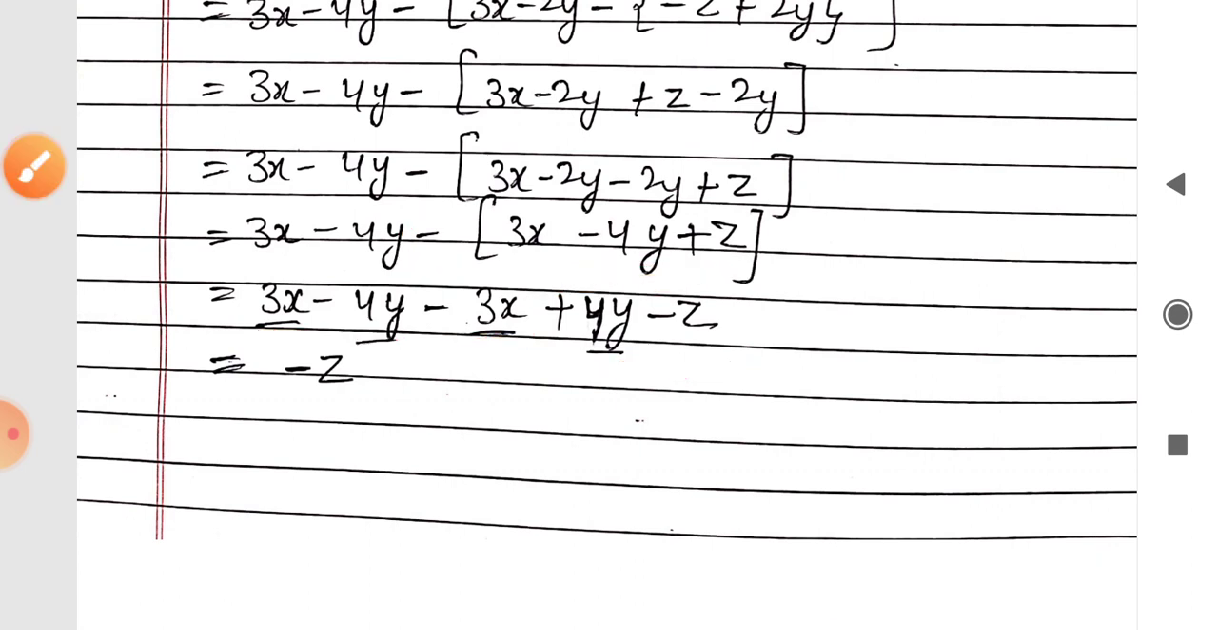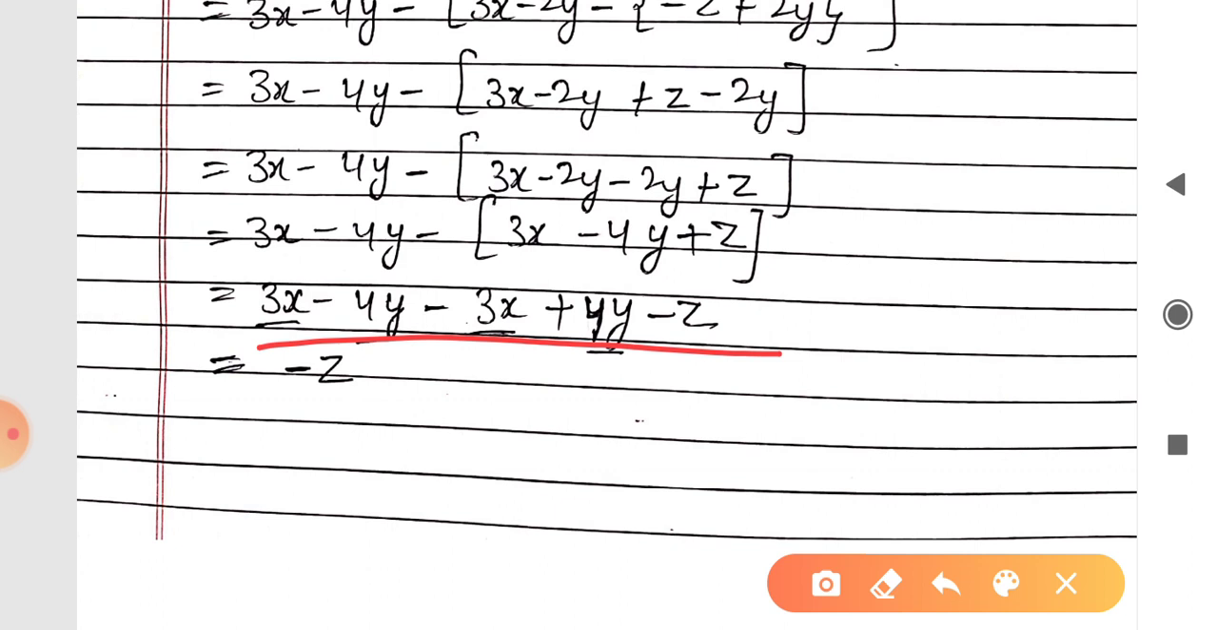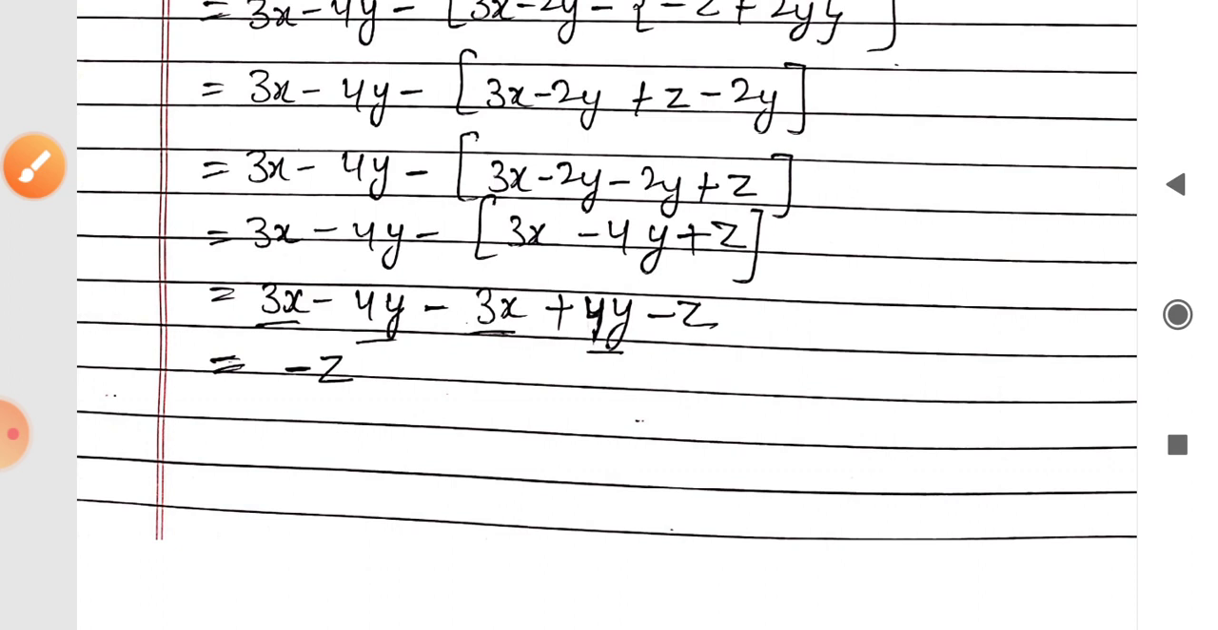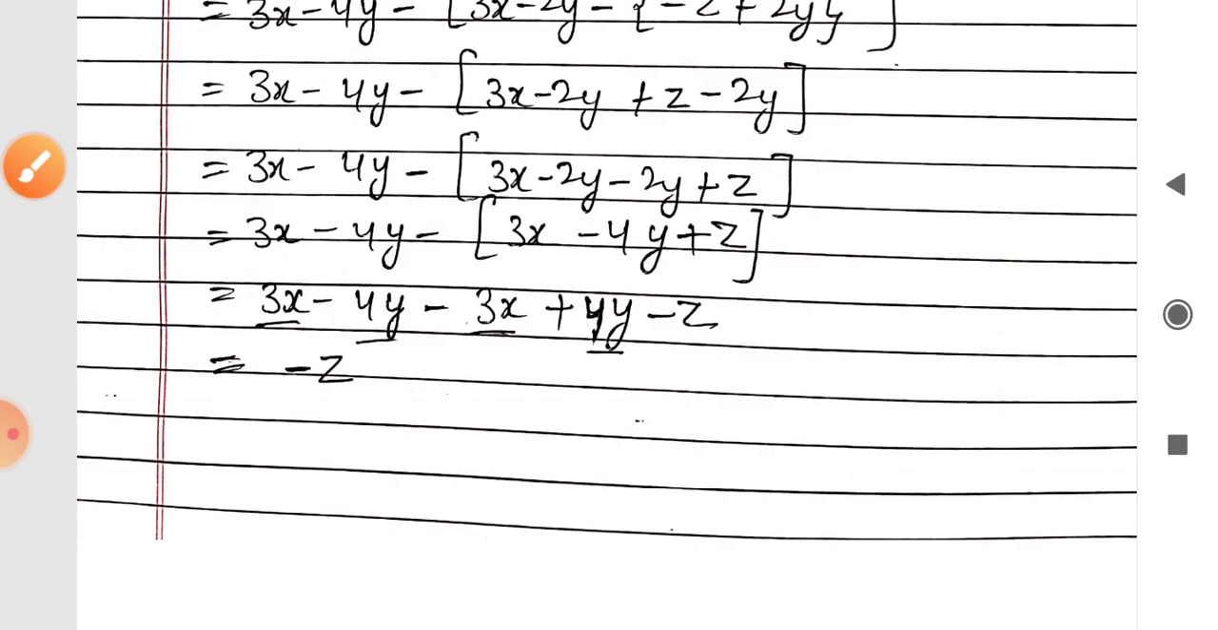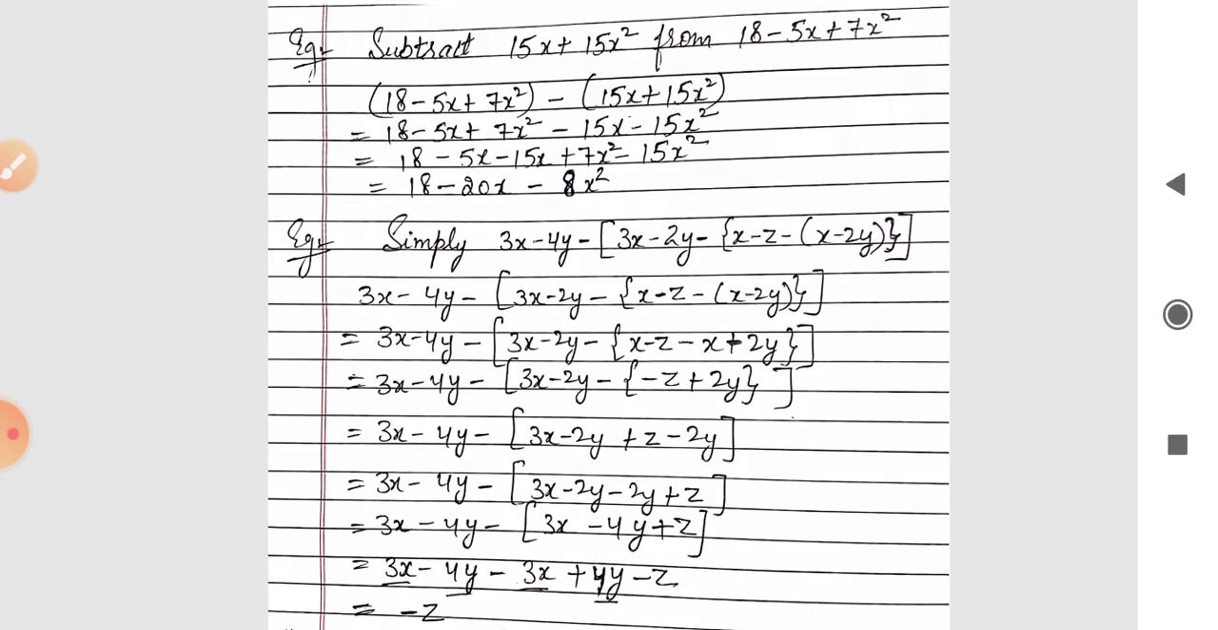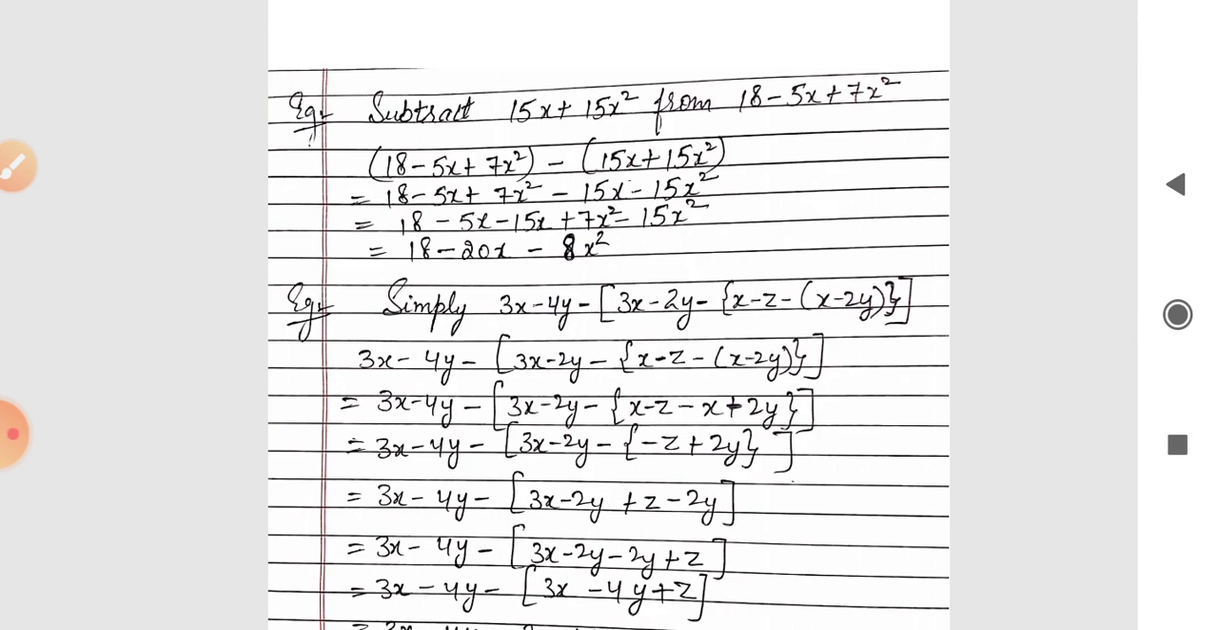Now we will solve this. Here is 3x and here is minus 3x, these are like terms, so 3x minus 3x will be 0, it will be cancelled out. Then minus 4y and plus 4y are like terms, minus 4 and plus 4 will be 0, so these are also cancelled out, and minus z is left, so the answer is minus z. This is addition and subtraction of algebraic expressions. Thank you.